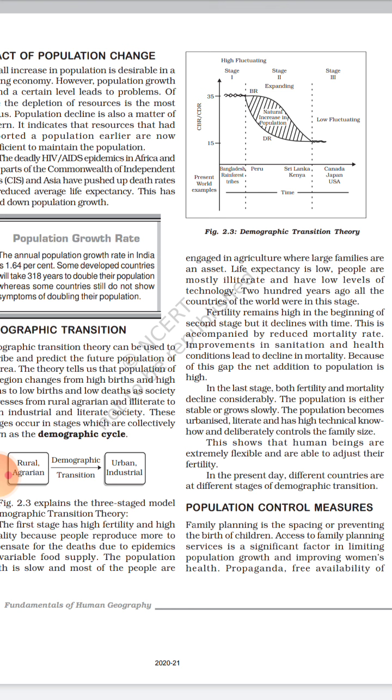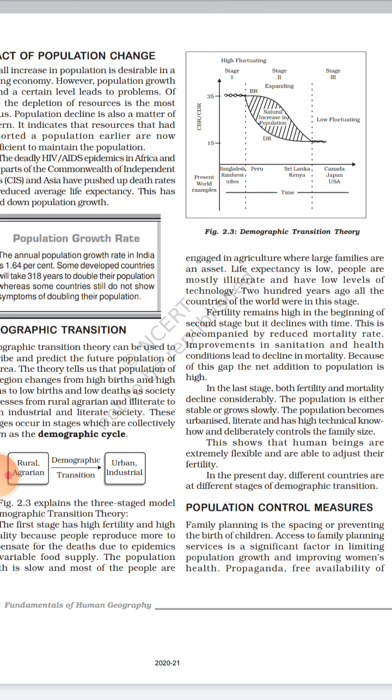In stage 2, fertility remains high in the beginning, and so does the death rate. Then with the passage of time, the fertility and death rate both reduce due to improvement in sanitation and health conditions. The examples of this stage 2 are Peru, Sri Lanka and Kenya.